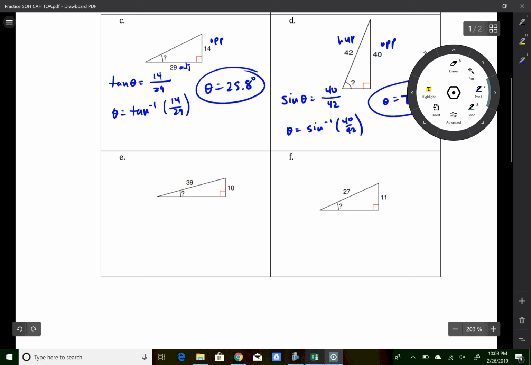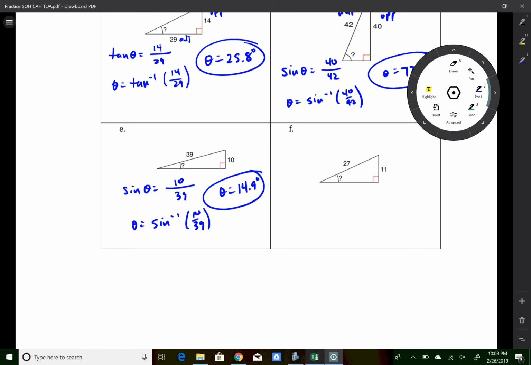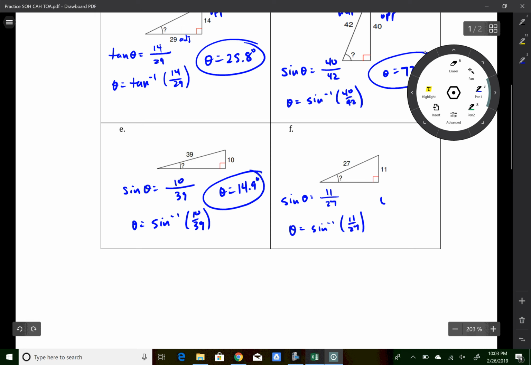Another sine ratio: sine of the angle is equal to 10 over 39. So say the inverse sine, and see what that comes out to be in our calculator. 14.9. And one last sine ratio. So we have the sine of the angle, so the angle is the inverse sine of that ratio. Type that in our calculator. Unfortunately, I didn't give you any cosines here, but you get the idea, I think. I've been doing this for so long now. 24.0.